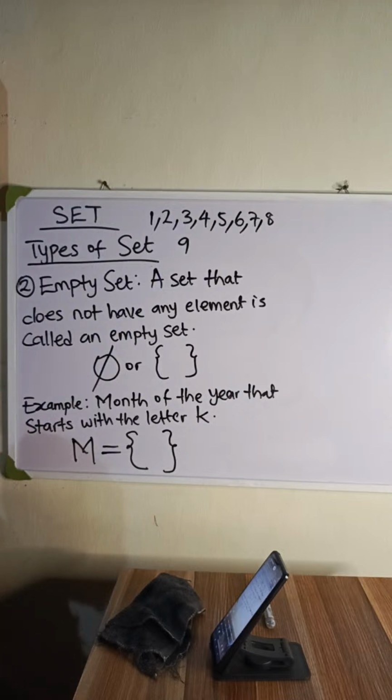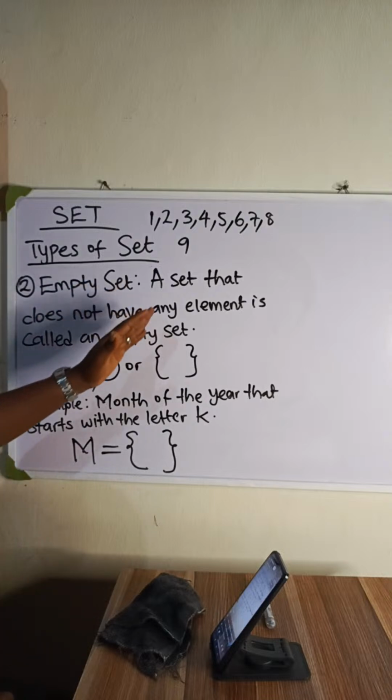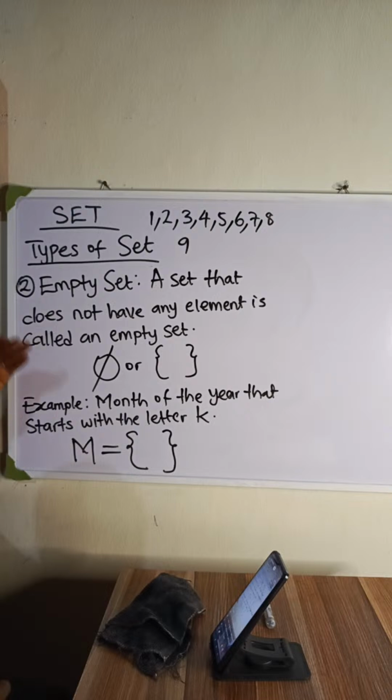We can also say, for example, prime numbers less than 2. There is no prime number less than 2, so that set would be called an empty set. So an empty set is a set that does not have any element. There's no element in it.